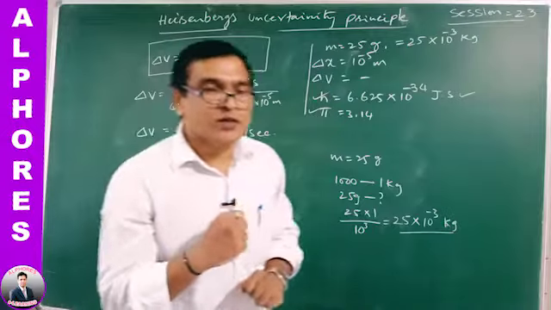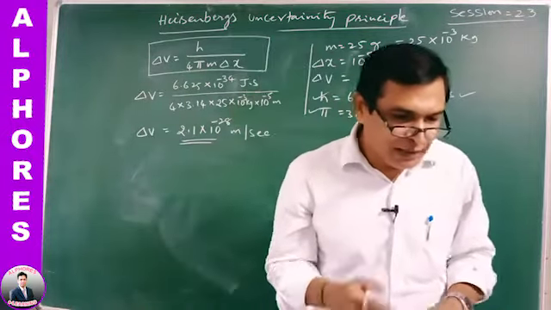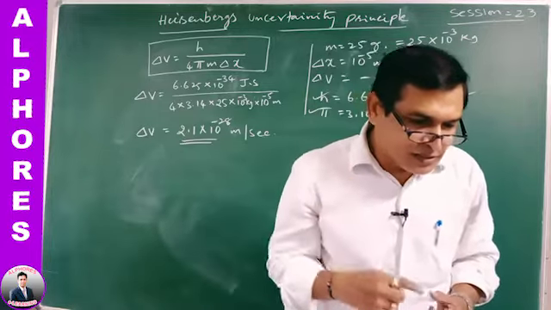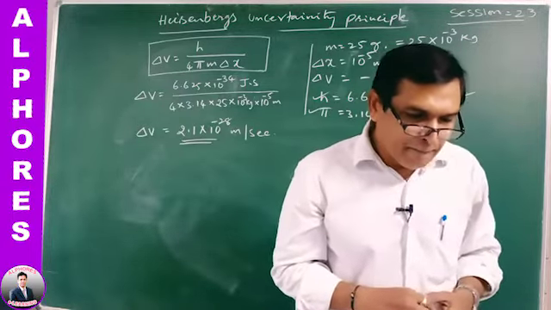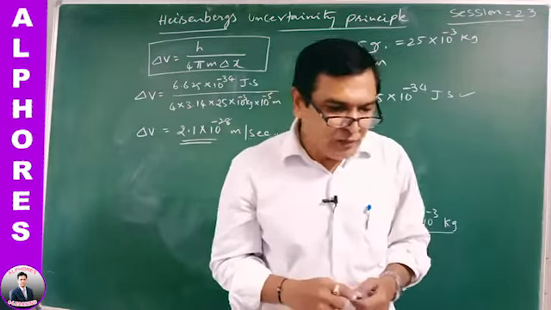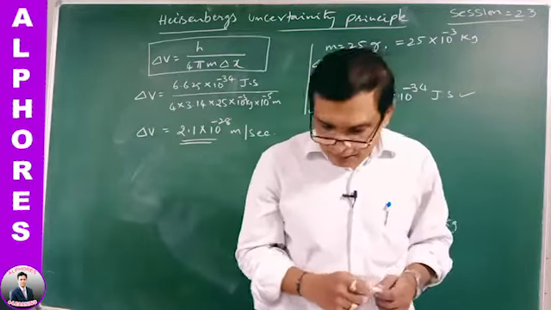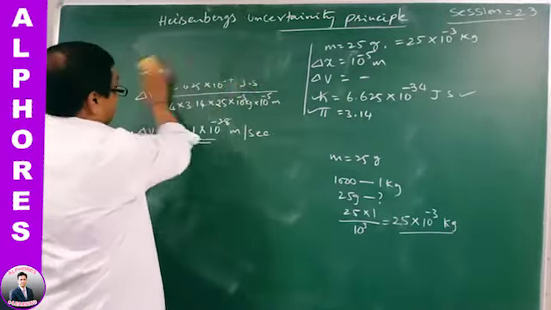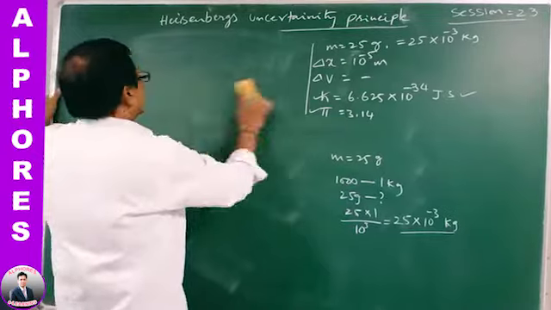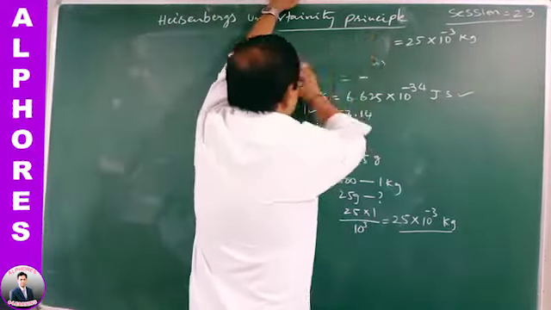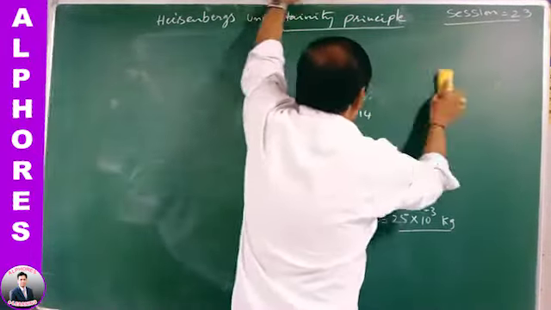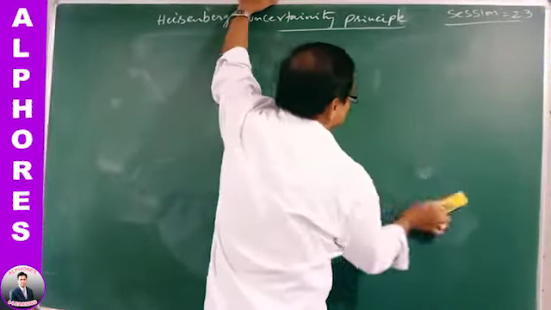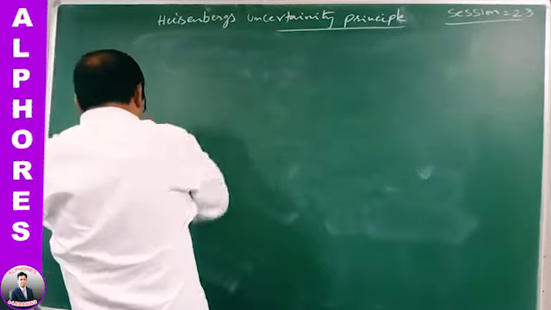Let us work one more numerical on this: uncertainty in the position and velocity. It is a good model. It is not there in our textbook. It is from a reference book, and it is a previous JEE Mains numerical.